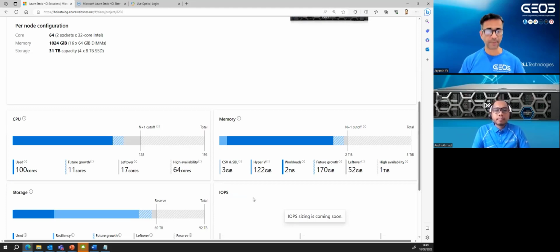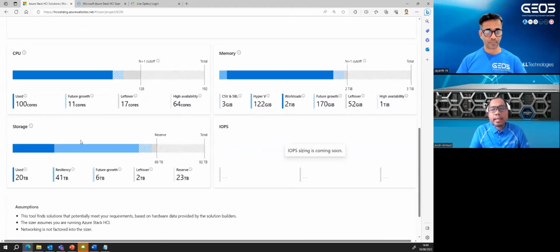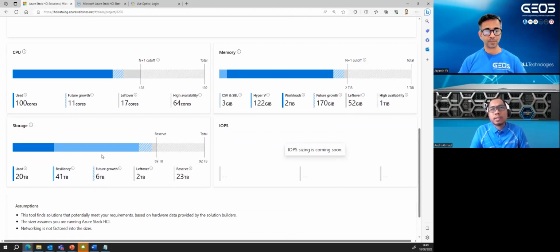Okay, awesome. And then storage, right? So this is your storage capacity. Remember, if you are talking about cache and capacity, cache will not participate in your storage capacity. It's just there to increase your performance. So here, your workload is the dark blue bar. It requires about 20 terabytes.